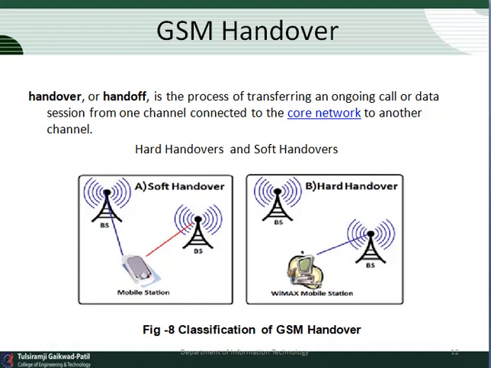But in hard handover, the mobile station accesses information from the nearest location, that is, the nearest base station. The nearest base station provides the operation or support to the mobile station for accessing any information. So this is about GSM handover, the Global System for Mobile handover.